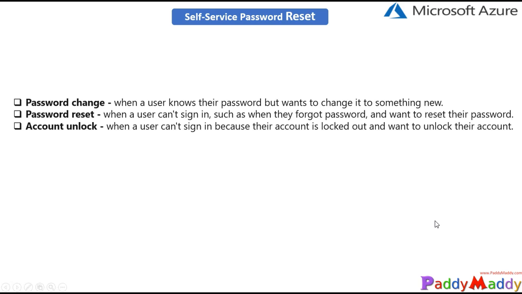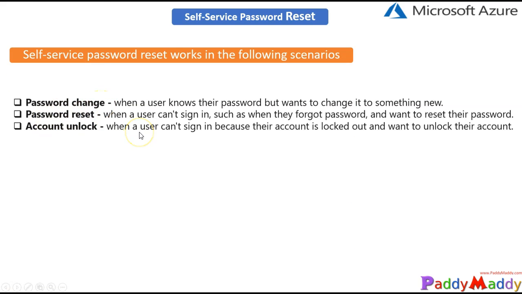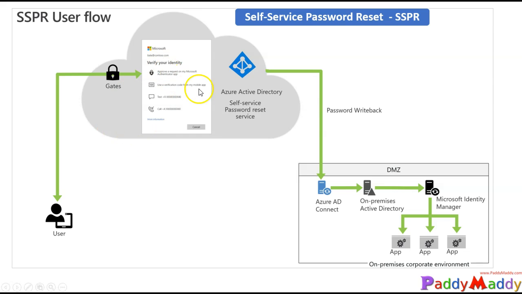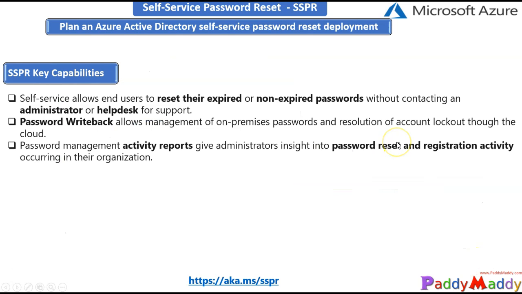We talked in the previous lecture about one of the authentication features called self-service password reset, where the password can be changed, reset, and unlocked. We also talked a little bit about the SSPR user flow. And now it's time for us to understand more about planning the SSPR, or self-service password reset, deployment.